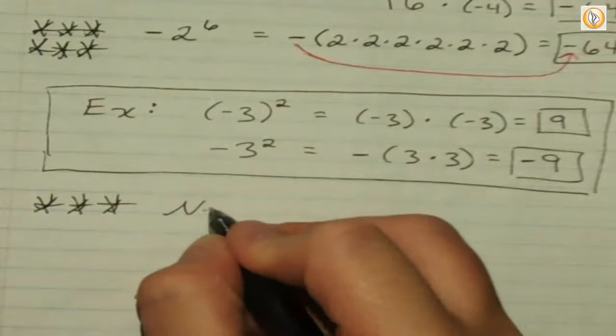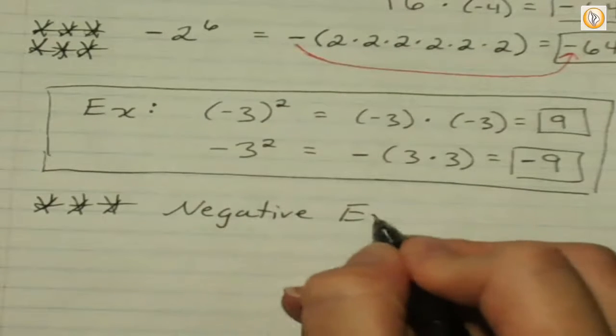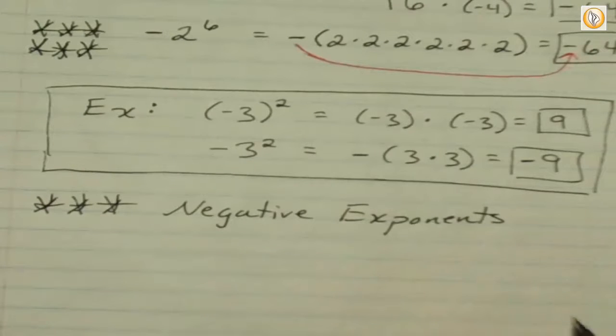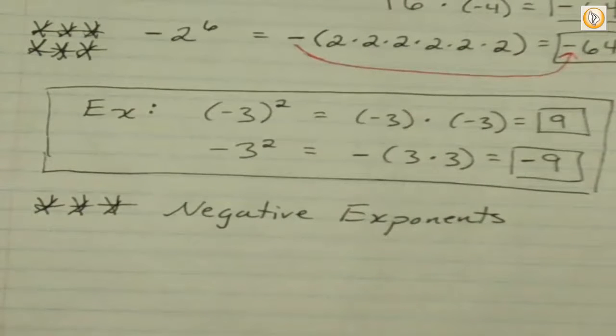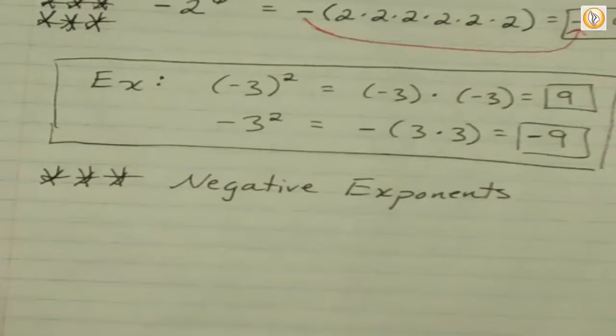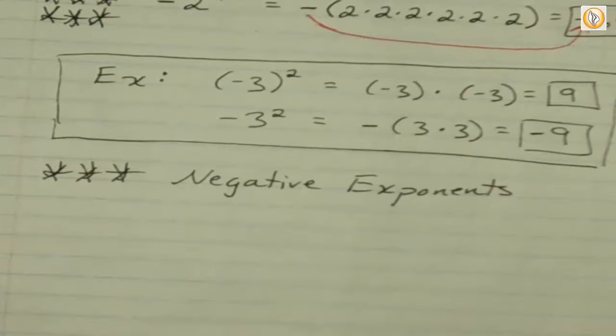This time I'm doing 3 stars, not to get confused with negatives. Now this is negative exponents. What's like 3 to the negative second power? Okay. Negative exponents.